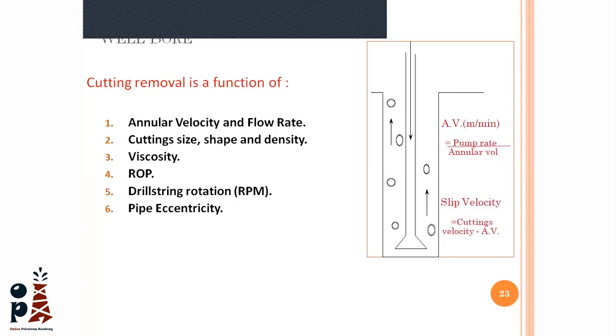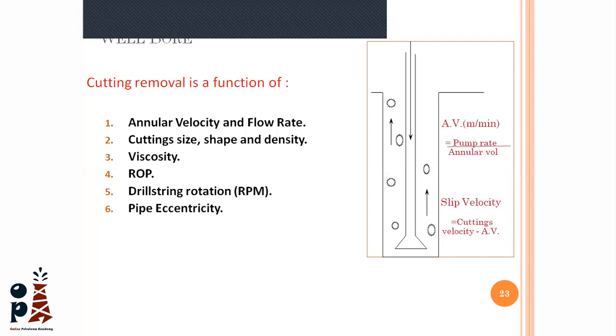Okay, guys, what else will be a factor of cutting removal? The cutting size, shape, and density. You know, guys, especially those who study geoscience, there are a lot of formation types. We have shale, sandstone, limestone, anhydrite, gypsum. All of these formations have different cutting size, shape, and density. So this is an important factor in hole cleaning. By logic, if the cutting size and density increase, it will be harder to clean.